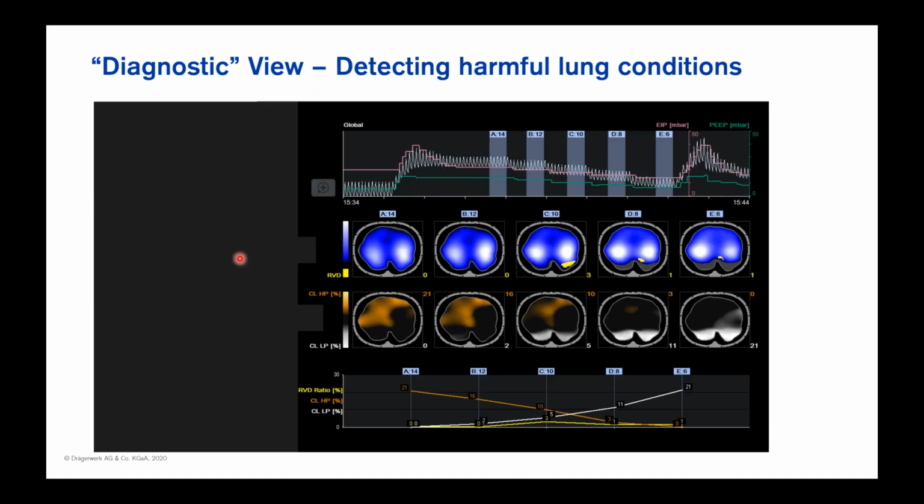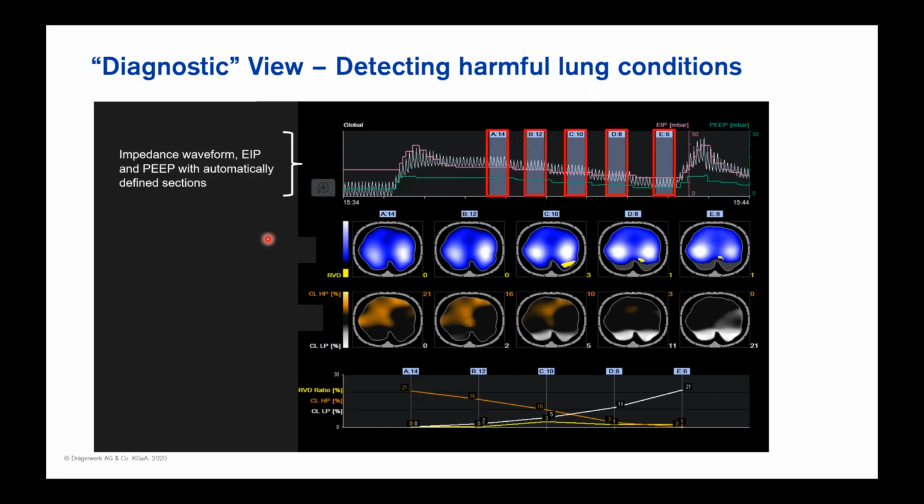And then we have introduced the diagnostic view in our device because we wanted to have a view that can be used user-independently, and that is capable of, for example, during a PEEP trial, but also during other therapeutic interventions, detecting the most harmful lung conditions, which are cycling opening and closing, overdistension, and collapse. So let me quickly introduce this view.